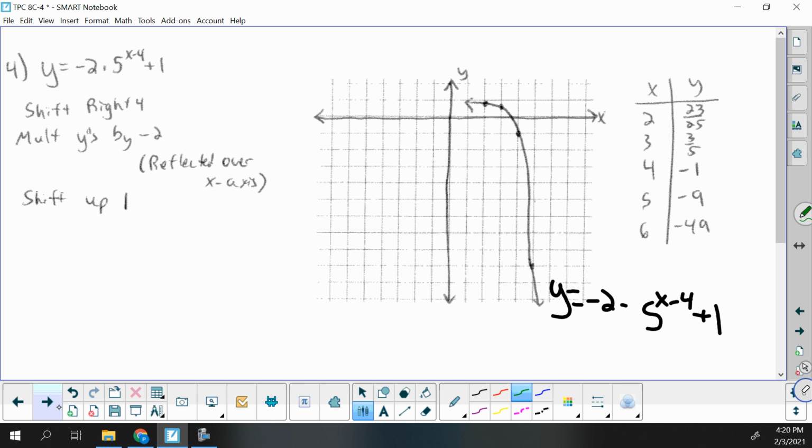And then our last one, we're shifting right 4. We're multiplying y's by negative 2. Or you could say reflect over the y-axis and multiply by 2. So you can split it up if you want, and then shift up 1. And we've got our t-table there. The tougher ones would have been the 2 23/25, 3 3/5, 4 -1, and so on.